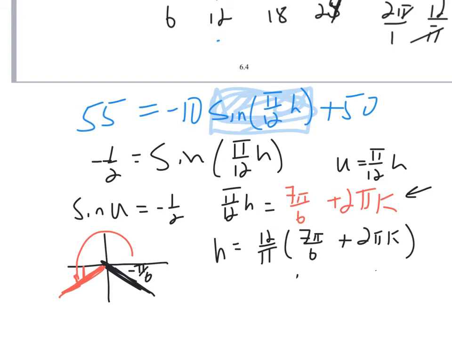Let's see what happens. 6 goes into 12 twice. The pi's cancel out, so that's going to be 14 plus 24k, right? So that would mean at hour 14, which is what? 2 p.m. So at 2 p.m. it would first reach 55 degrees. Then we'll add 24 hours to get to the next day, right? So that's how you solve this, basically.